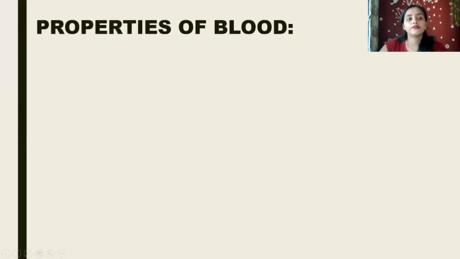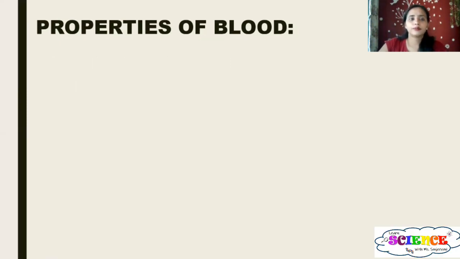Let us first begin with blood. Let us first discuss the properties of blood. What are the different properties of blood? First, it is never stationary. It is in motion. It continuously moves from one part of the body to another part. For example, it moves from the heart to different parts of the body, that is tissue, and back to the heart through vessels, that is arteries and veins.